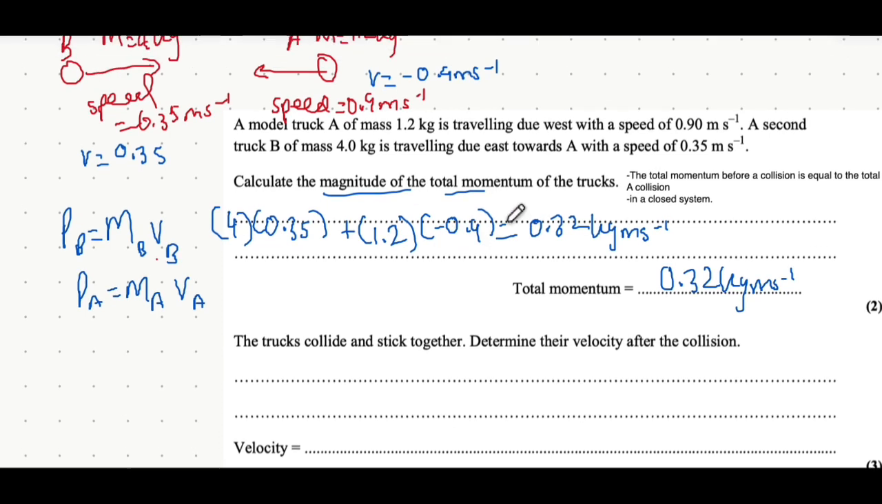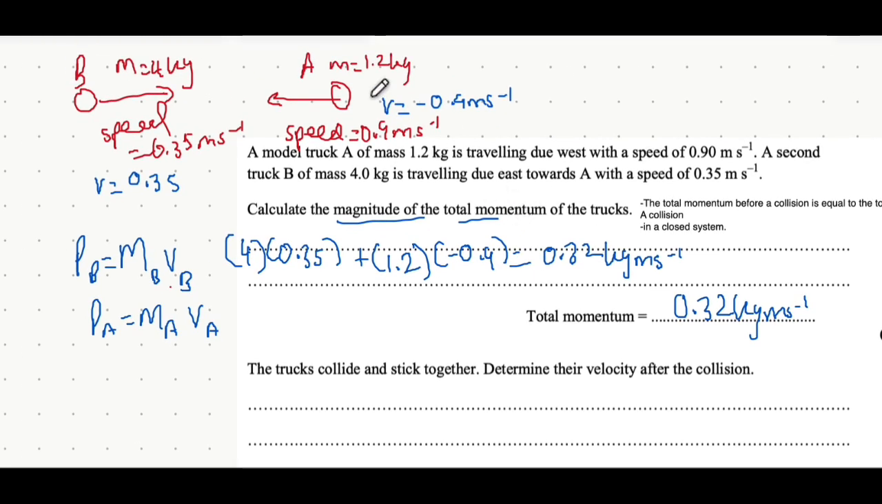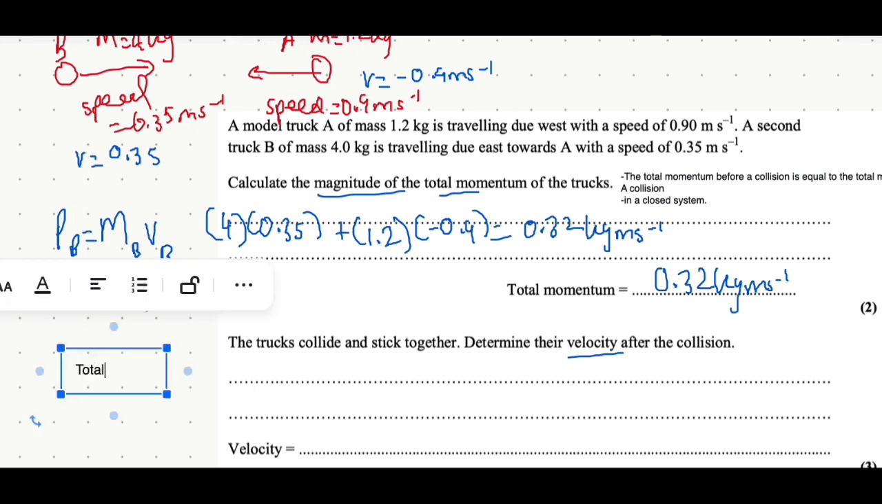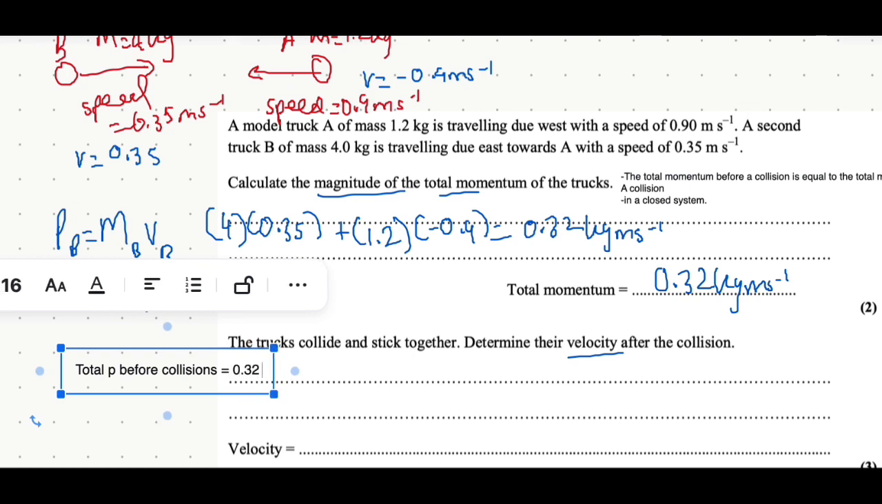What we found is the total momentum before the trucks collide. It tells you that the trucks collide and stick together, and it tells you to find the velocity after the collision. Well, let's write this out in words. We can say that the total momentum, I'm just going to write out as P to hurry things up, before the collision, which we've already found is 0.32 in the previous part of the question, is equal to the total momentum after the collision.